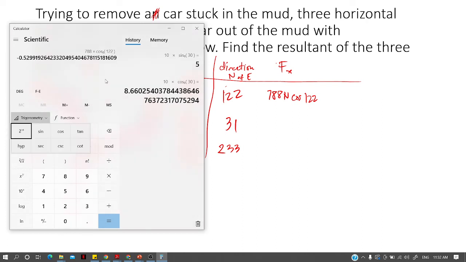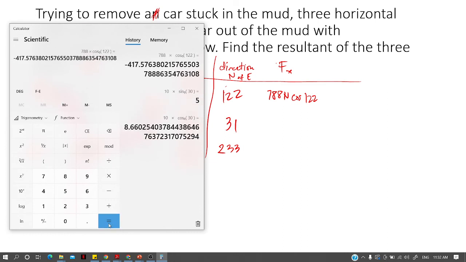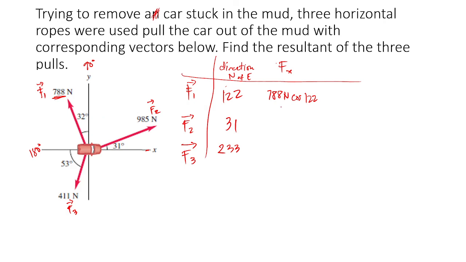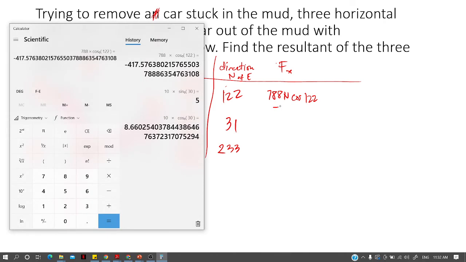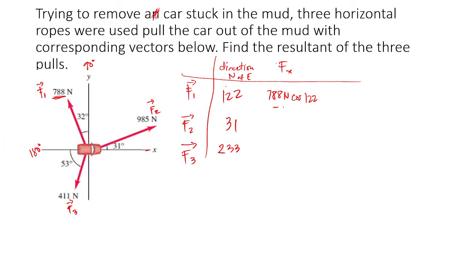Okay? So that will be negative 417.57. Gawin na lang natin 417.6 newtons. So that is our Fx for F1.